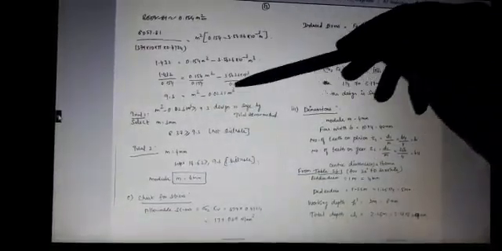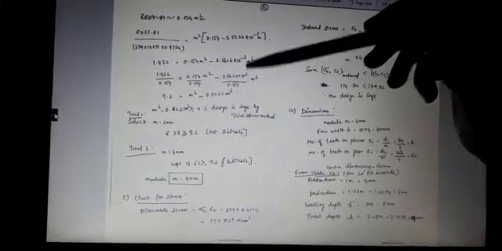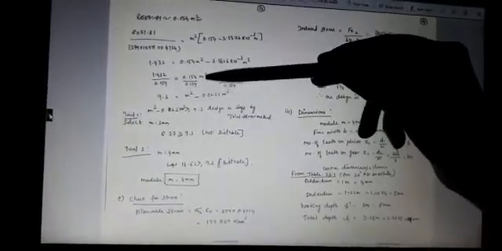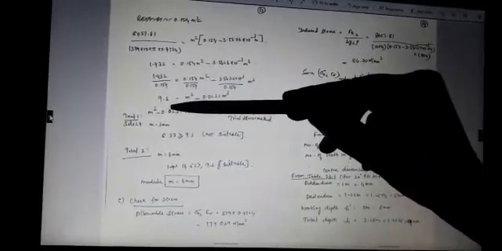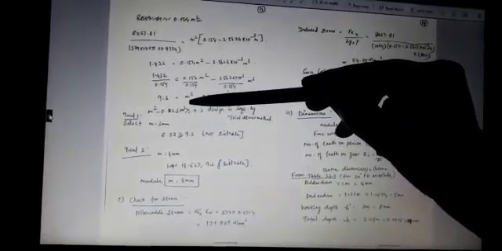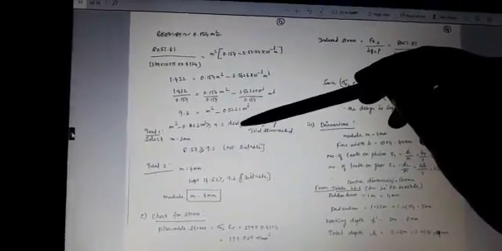Here, by equating these two, we get one equation. From this equation, we found the module value. The module value is found by using the trial and error method only. By substituting this value, we get the equation 9.3 equal to m squared minus 0.0231 m cubed. That is the equation we got. From this equation, find the module.